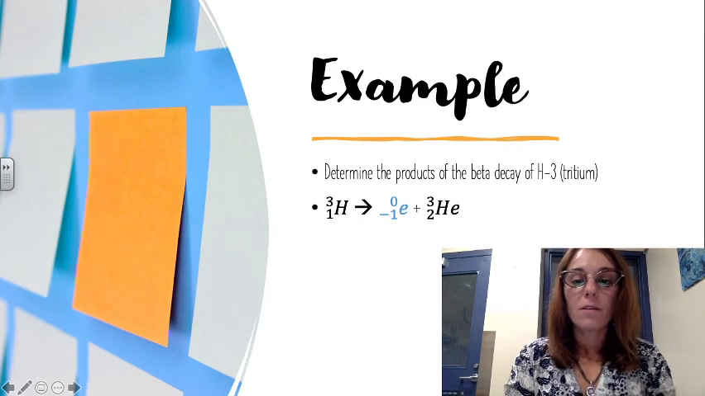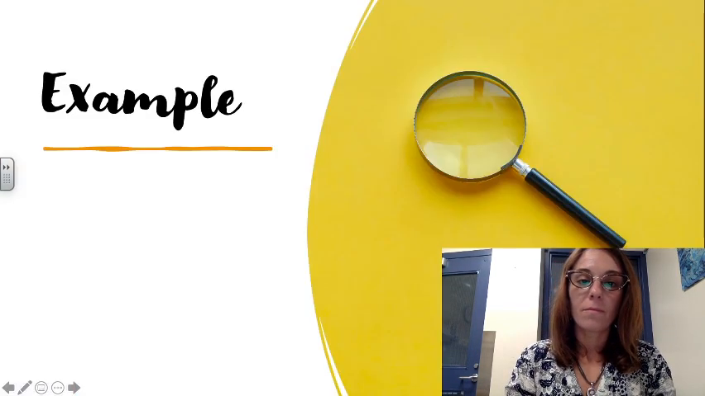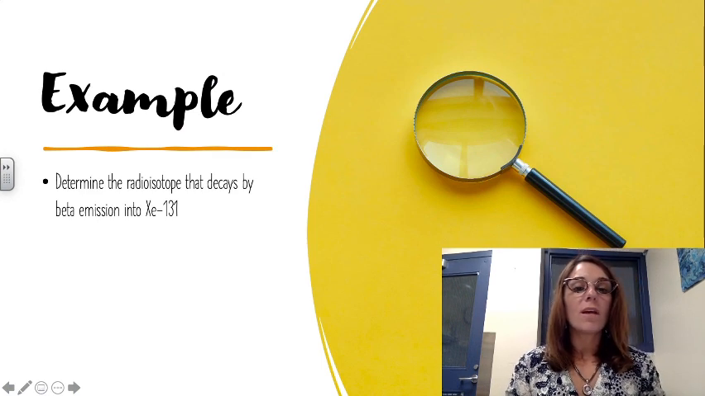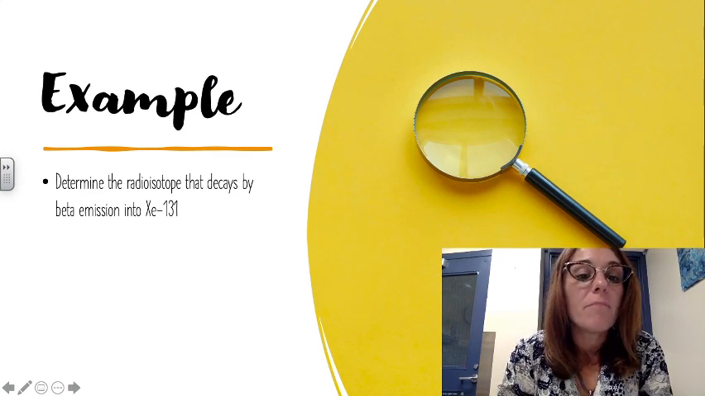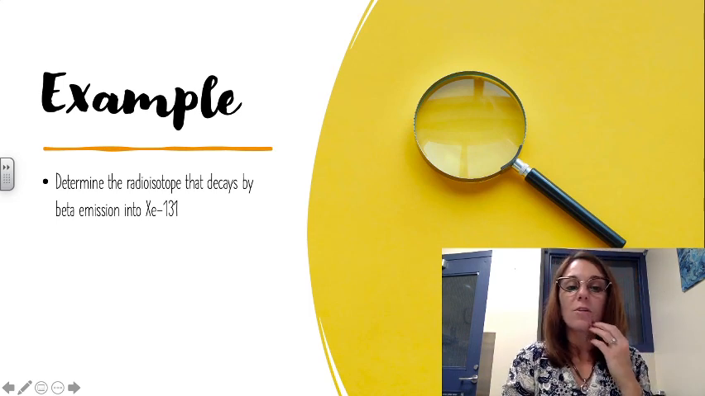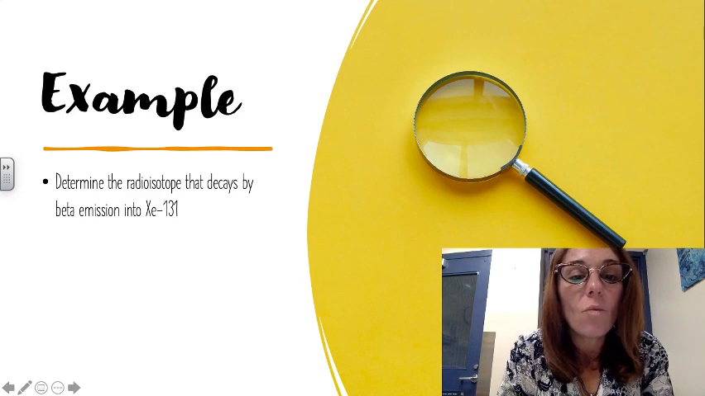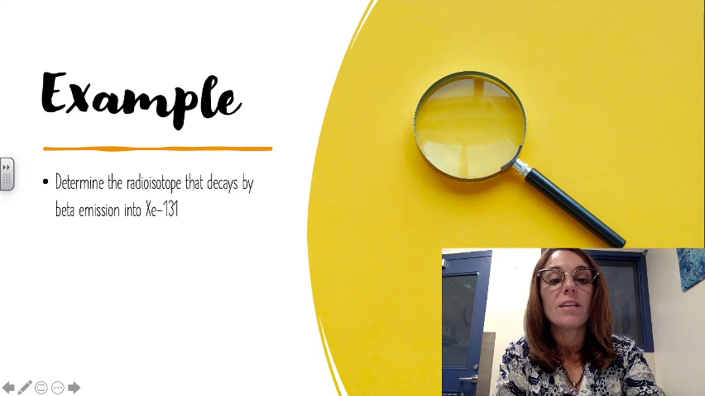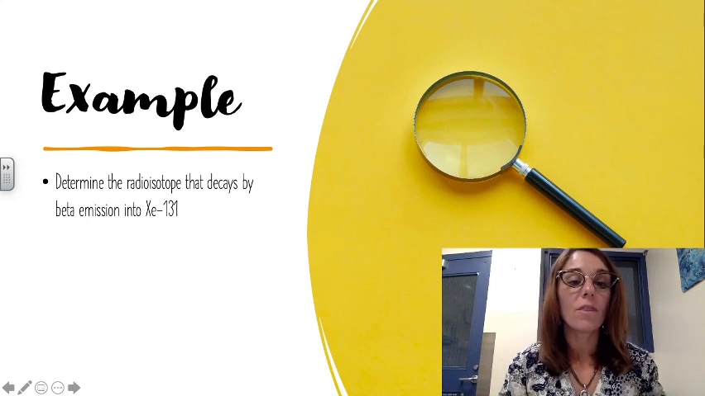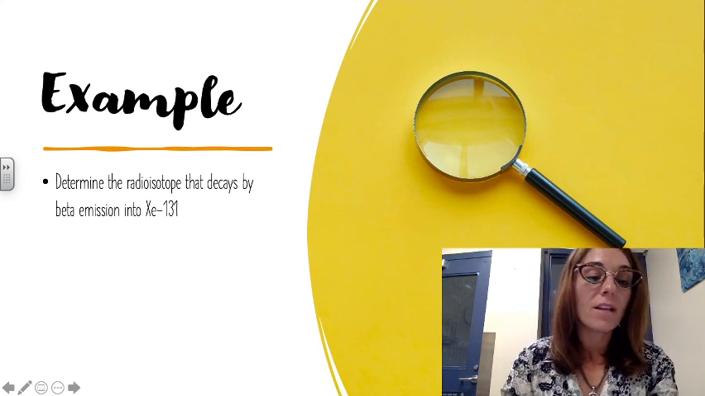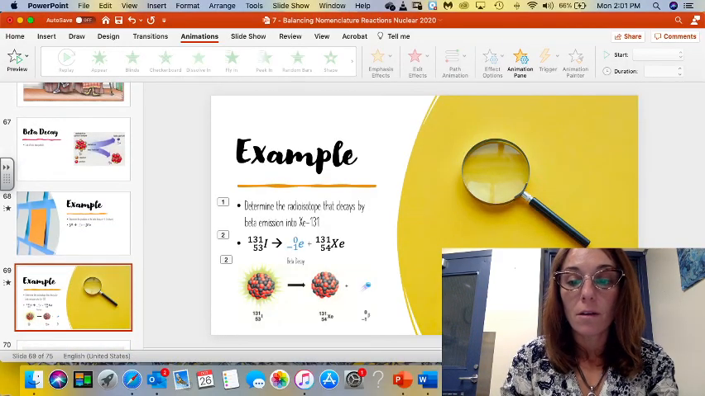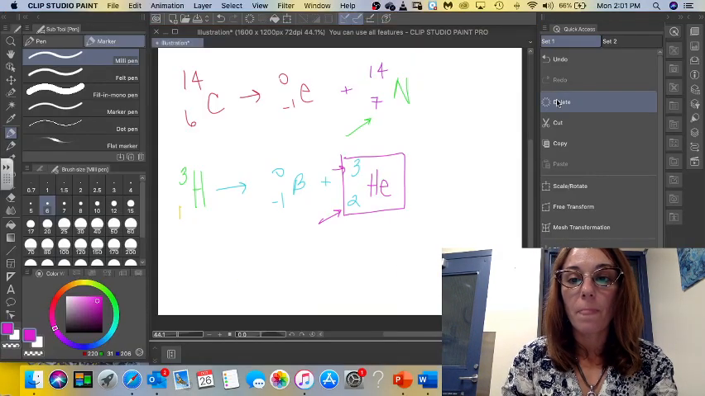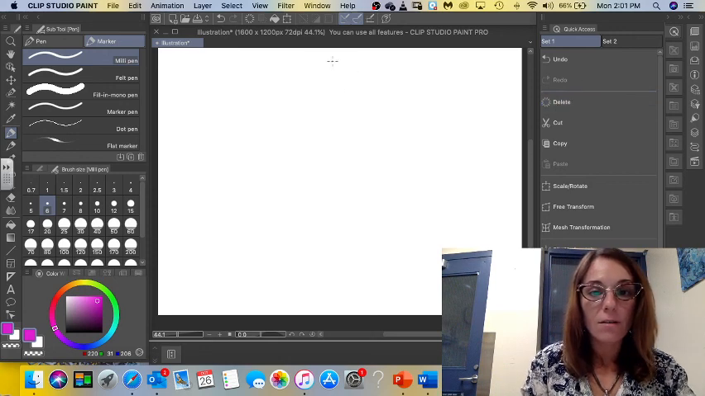Okay, so here we've got our final answer. Determine the radioisotope that decays by beta emission into xenon-131. This question is a little bit different. The xenon-131 is actually a product because it's saying what if it decays into xenon-131. We also know that it is a beta decay. So the xenon is now going to be a product.